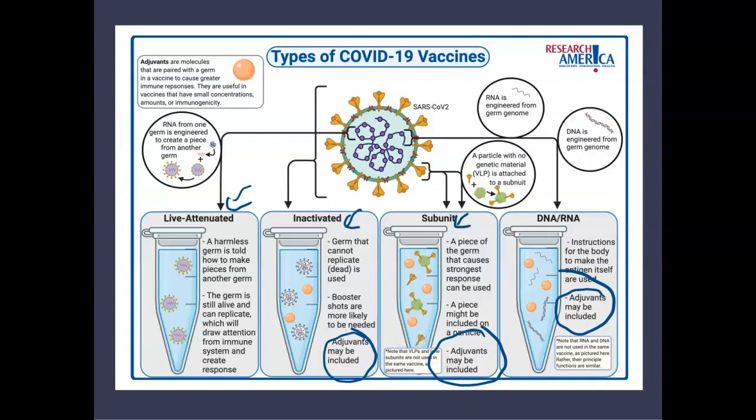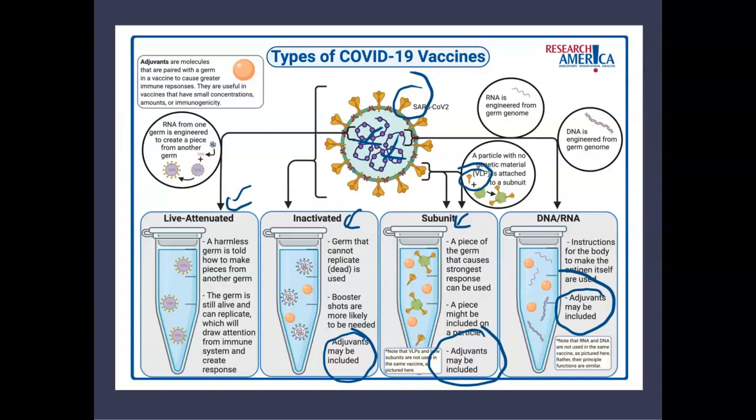Sometimes they just give you a subunit. Sometimes they might take just a piece of it, like the spike protein from the coronavirus, right? If they could just expose you to the spike protein, you shouldn't get sick because you're not getting all that viral genetic material inside your body. So sometimes they'll do a subunit vaccine because it's safer.